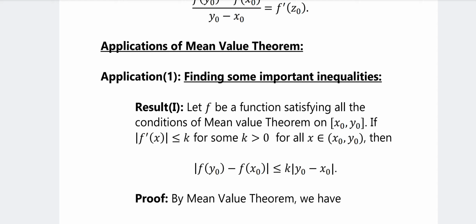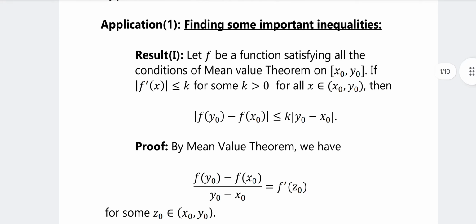So I am proving a result. Let f be a function satisfying all the conditions of the mean value theorem on the closed interval [x naught, y naught]. If the derivative of f is bounded, it means the absolute value of f dash x for all x never exceeds k, greater than 0, then the absolute value of f(y naught) minus f(x naught) is dominated by k times the absolute value of y naught minus x naught. So this is a simple result, and we can prove it.